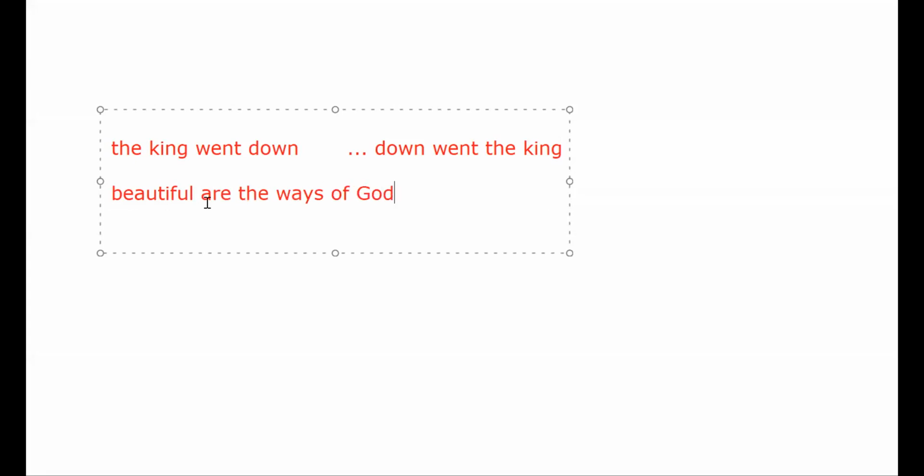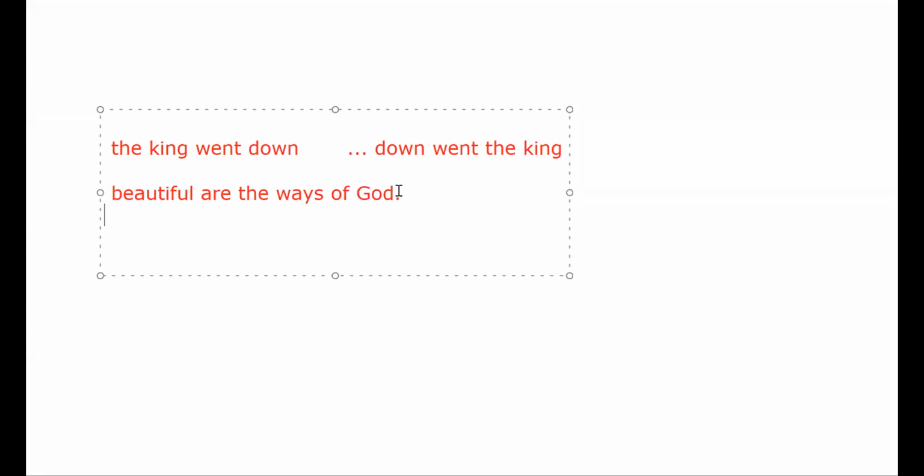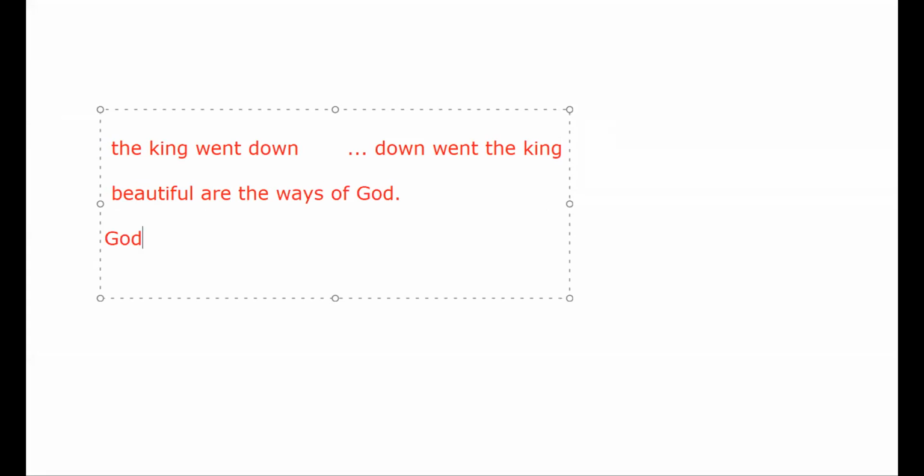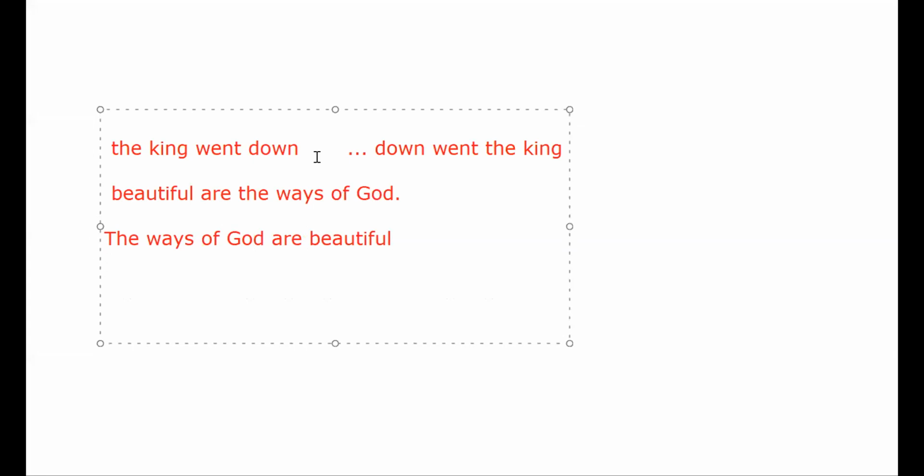Which grammatical pattern is highlighted when a word is placed first? Beautiful, the adjective, is highlighted because I placed it in the beginning of the sentence. Now this sentence I can also write like this. How? The ways of God are beautiful. Here I highlighted the ways. Sometimes I highlight depending on this.